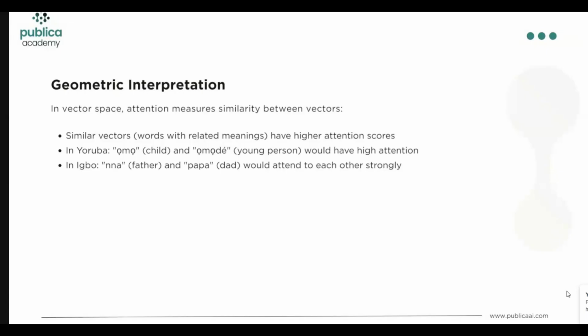From the picture I showed yesterday, does this make sense? Similar vectors, that is words with similar meaning, have higher attention scores. In Yoruba, Omo and Omode, young person, would have high attention. In Igbo, Nna and Papa would attend to each other strongly because they are related. From the picture, we had man, woman, then niece, nephew. That is the idea behind the geometric interpretation.